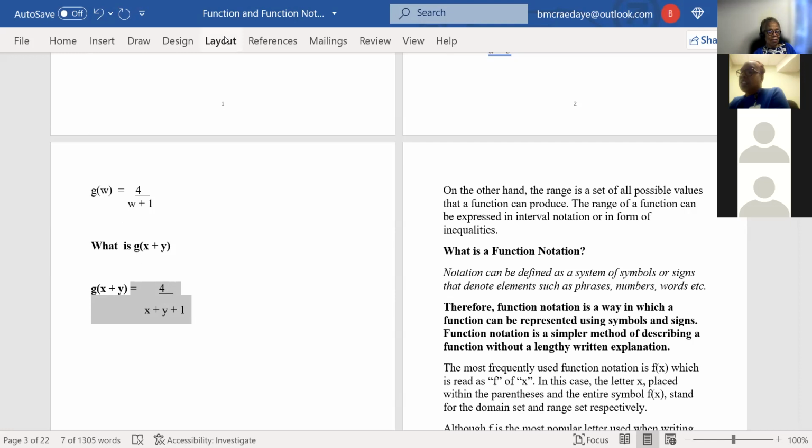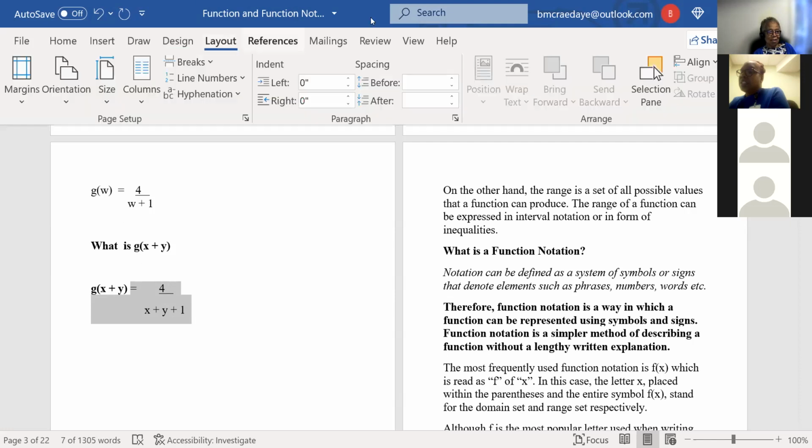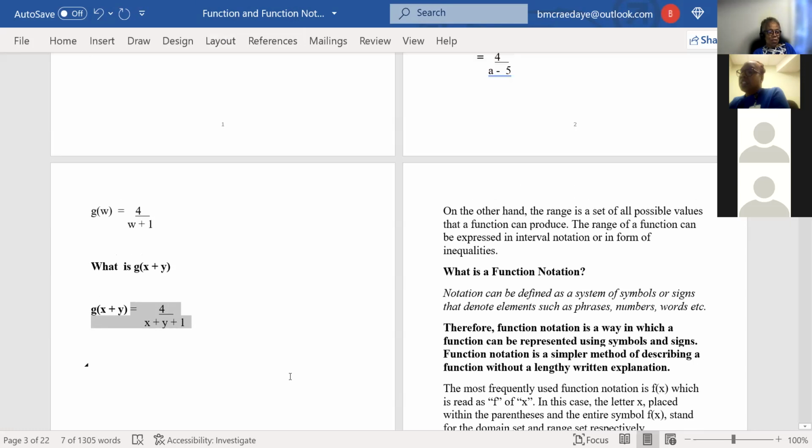You got it? Yeah, I'm putting that in my back pocket because they're changing math too much now for me. So if you had two variables, you just substitute those two variables for the variable that's in the function notation. So wherever you see a W, you put the X plus Y.